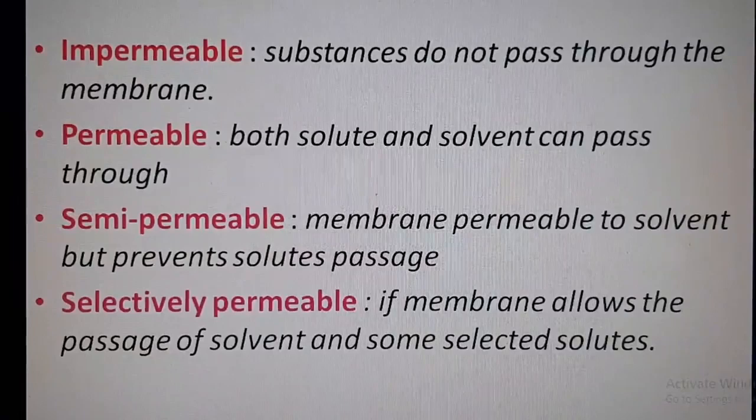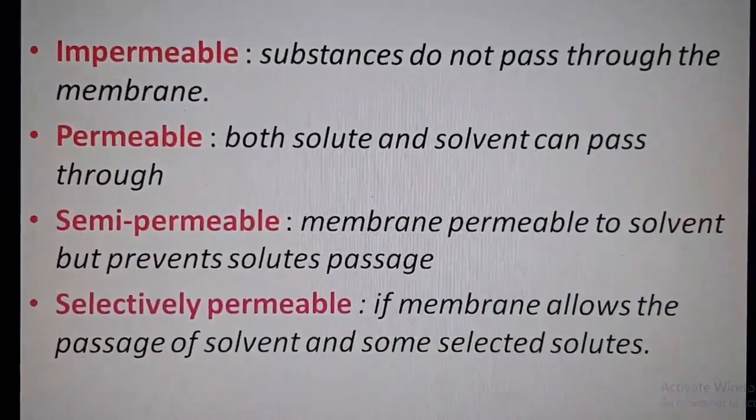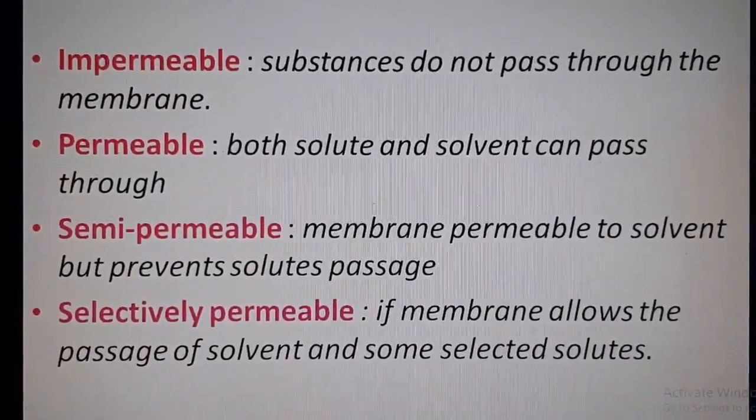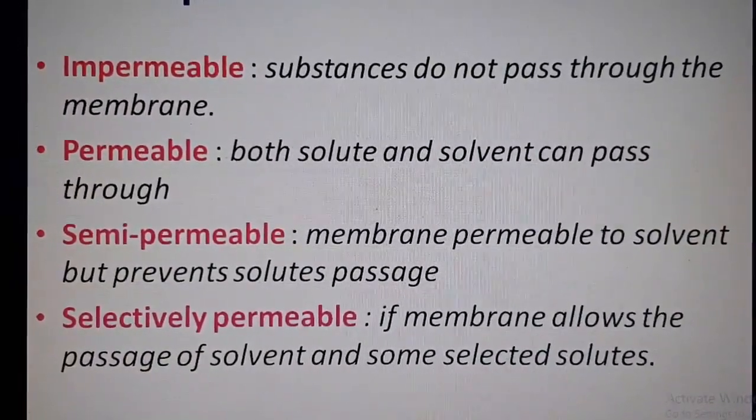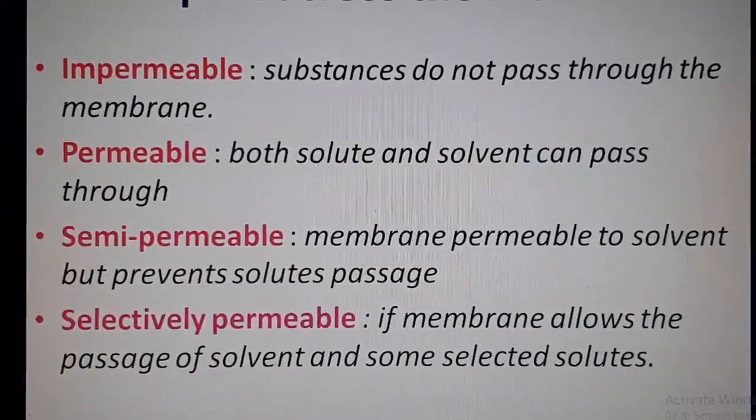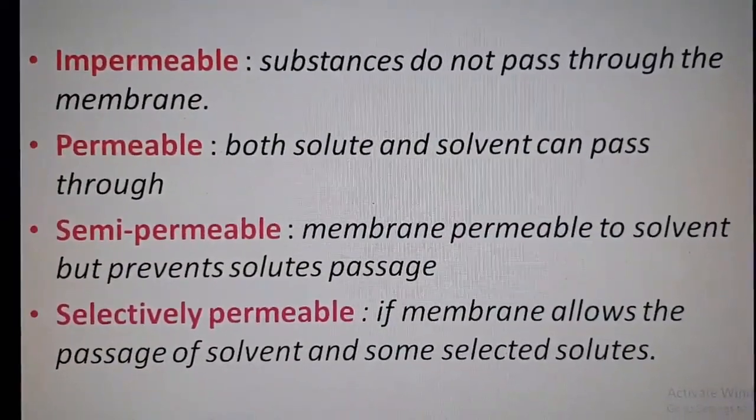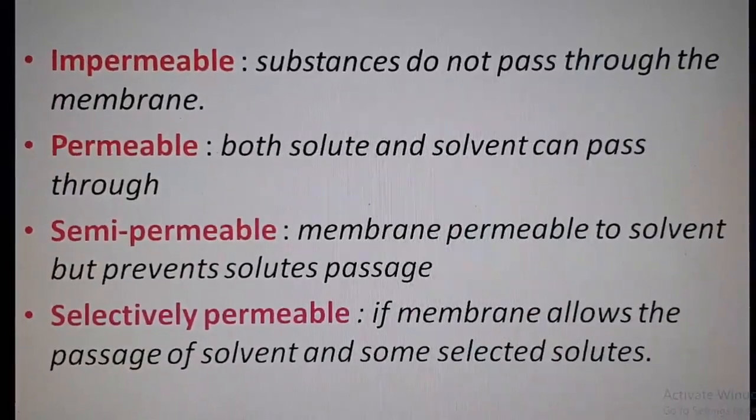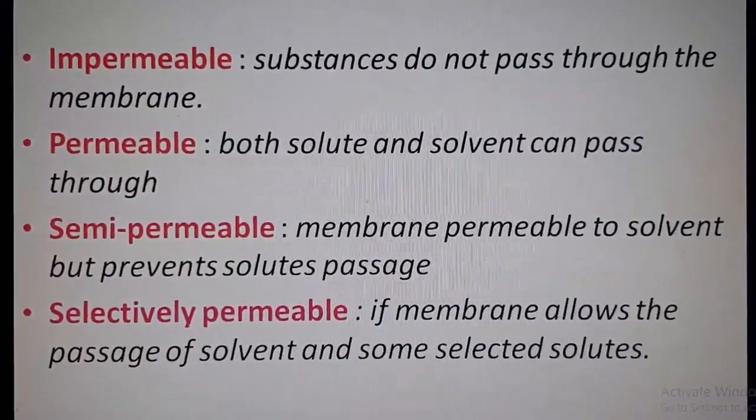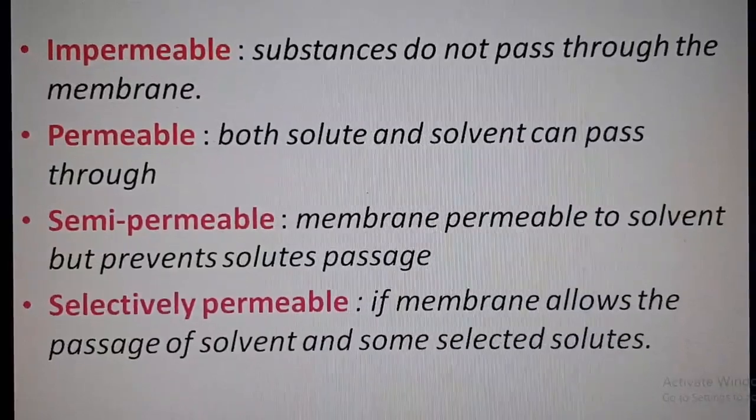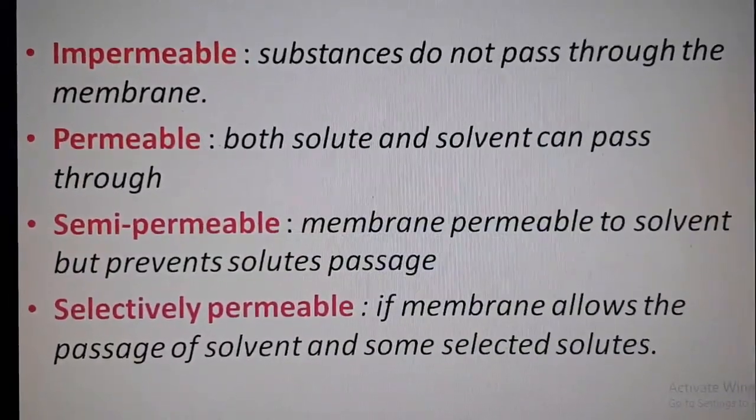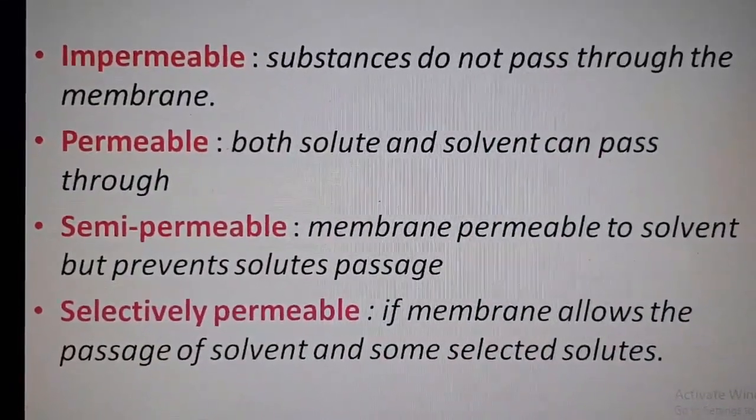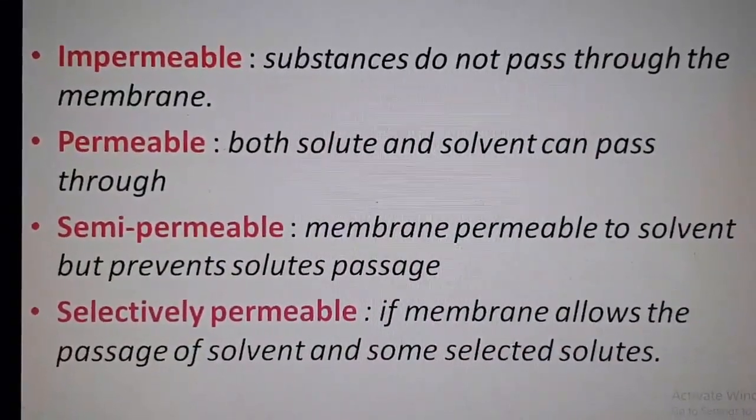Now the fourth but not the least, selectively permeable. You have heard this term before. I discussed it in the plasma membrane topic. The plasma membrane is called a selectively permeable membrane. So what is the meaning of selectively permeable? If a membrane allows the passage of the solvent as well as solute, but the solutes are selected by the membrane, that is a selectively permeable membrane. Selectively means selective solutes. I am talking about solutes.